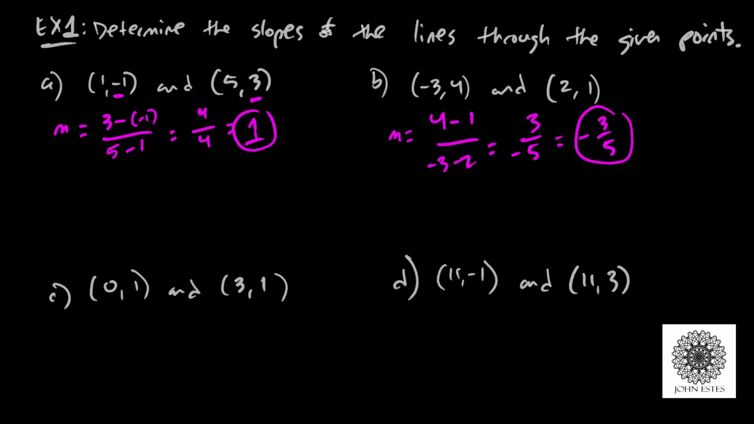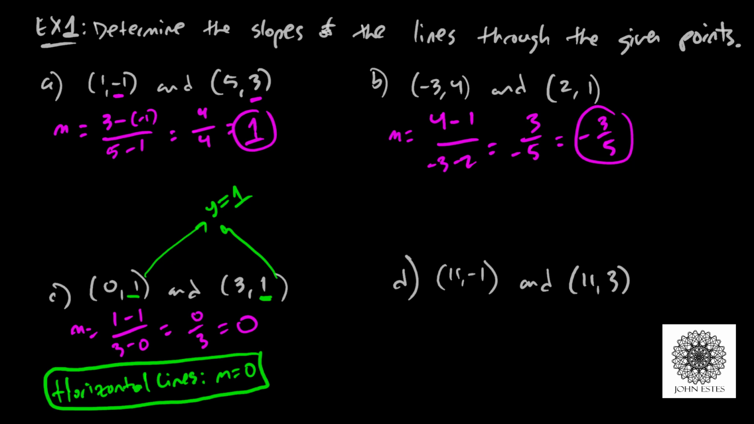Alright, for part C, let's try again. We have (0, 1) and (3, 1). That's going to be the difference of the y's, which is 1 minus 1, over the difference of the x's, 3 minus 0. So I get 0 over 3, which is 0. If you think about it, this makes sense because my 2 points have the same y coordinate. That means the equation of the line that passes through these 2 points is y equals 1. And if you remember, y equals a constant is a horizontal line. So doesn't it make sense that a horizontal line, just straight across, would have a slope of 0? That's something we should know. For horizontal lines, we have a 0 slope.